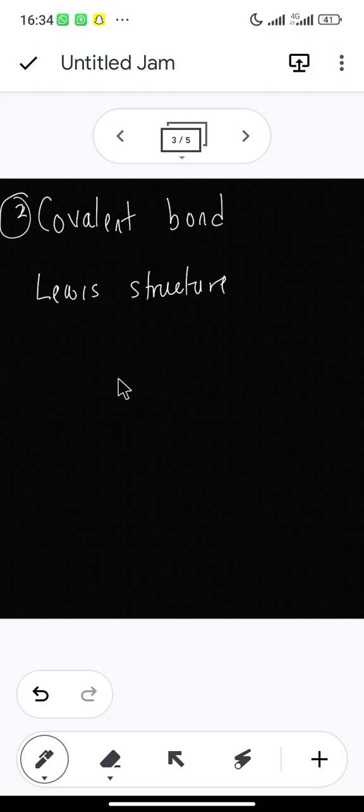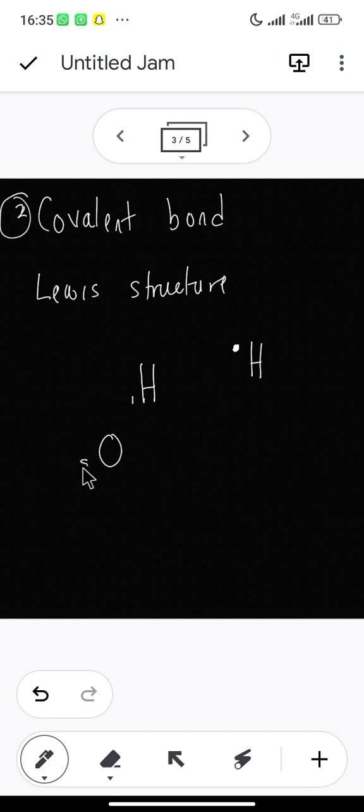Let's say you have hydrogen. The atomic number of hydrogen is 1. I know that in the first shell you just have 1, so you're going to have hydrogen like this. Then you indicate with just a dot to show the 1 valence electron. Understand?